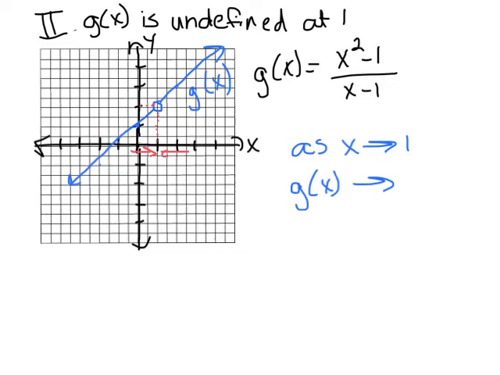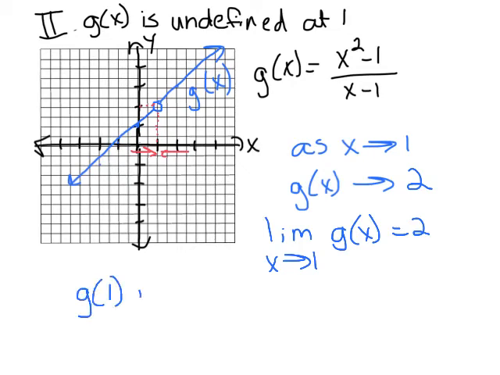So that's what we write: g of x approaches 2. It doesn't get there, because at 1 it's undefined, but it does approach that. So the limit as x approaches 1 of g of x is equal to 2, even though g of 1 is undefined. That's okay, because the limit of a function does not depend on the value of the function at that point.